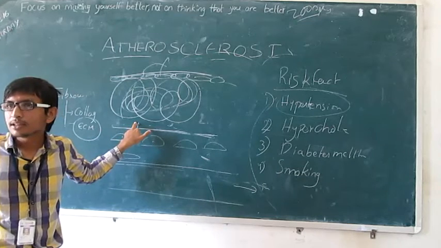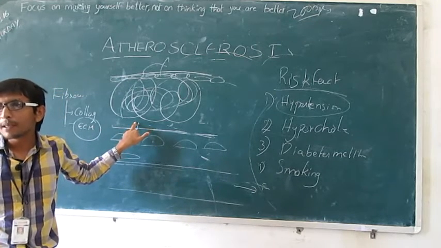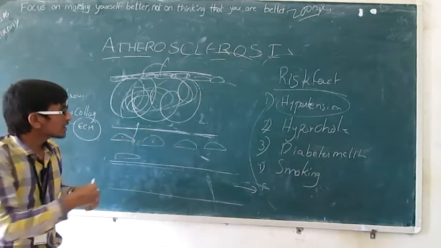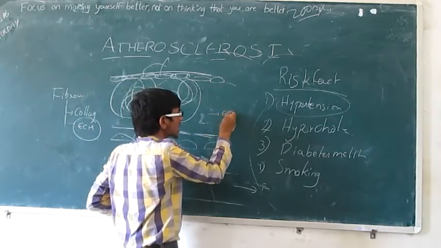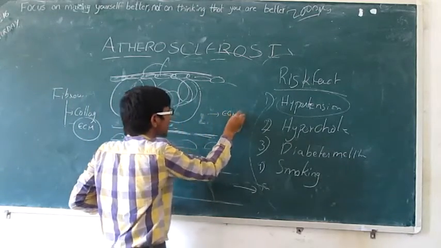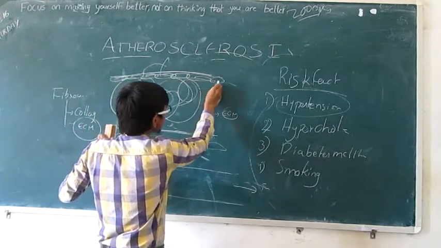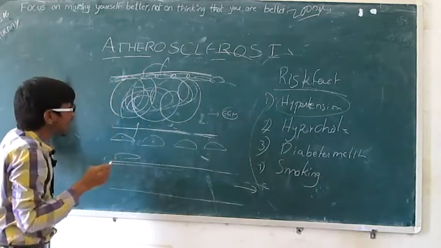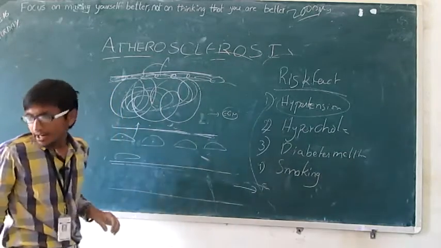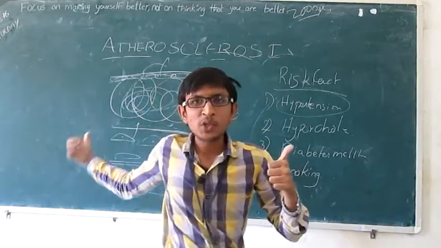After it has extended its population, this whole population tries to secrete extracellular matrix. And this extracellular matrix keeps on depositing here to form a fibrous cap. Can you tell me what the components of an atherosclerotic plaque are?